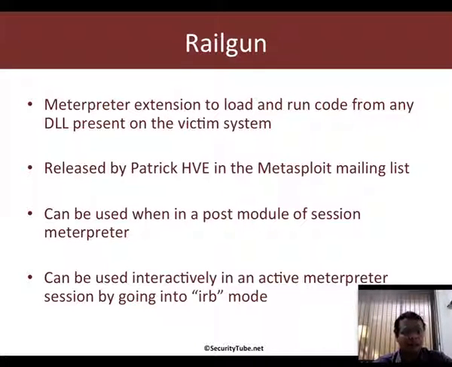So what is Railgun? Railgun is a Metasploit extension that allows you to load and run code from any DLL present on the victim system. This can be native DLLs which ship with Windows, or something you may upload on the victim system, or DLLs which are available with installed application programs. Railgun was released by Patrick in the Metasploit mailing list, and since then has had a high rate of adoption among people writing Metasploit scripts in the community.